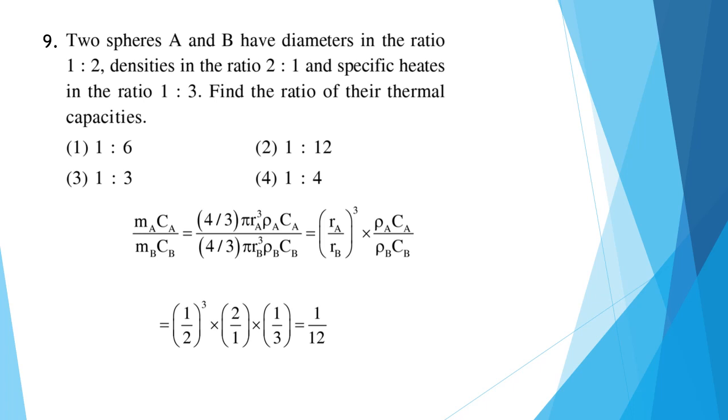So we know the ratios. So by putting the values of the ratios, as we know that RA by RB will be equal to 1 by 2, rho A by rho B will be equal to 2 by 1, and CA by CB will be equal to 1 by 3. So when we substitute these values, we get MACA divided by MBCB equal to 1 by 12. So this is the ratio of the thermal capacities. So the correct answer will be option 2, that is 1:12.